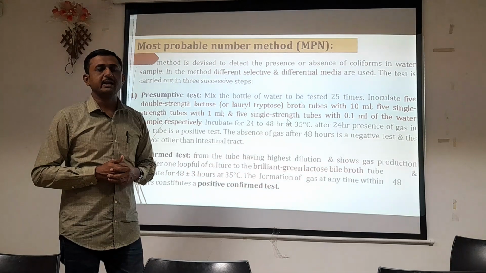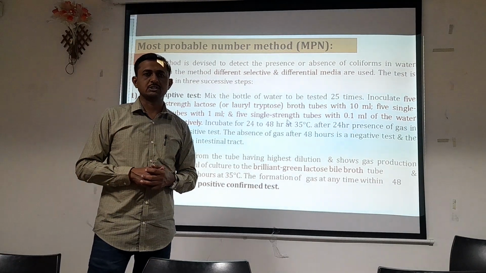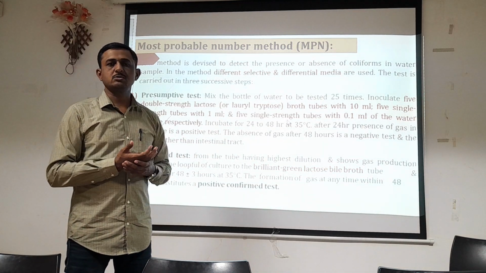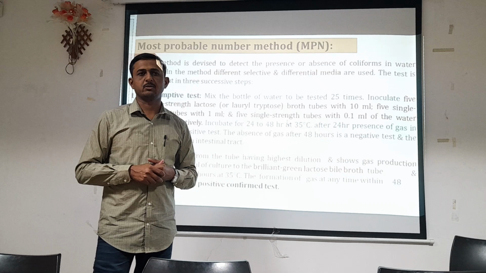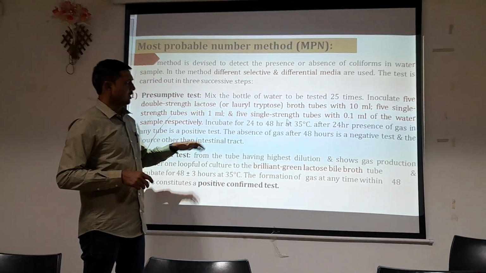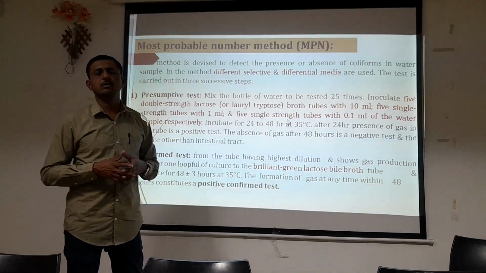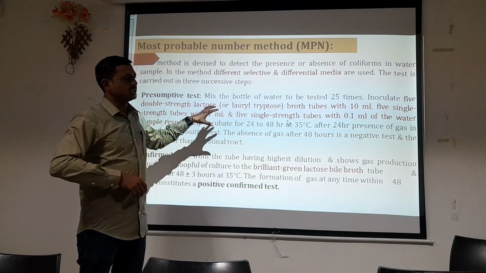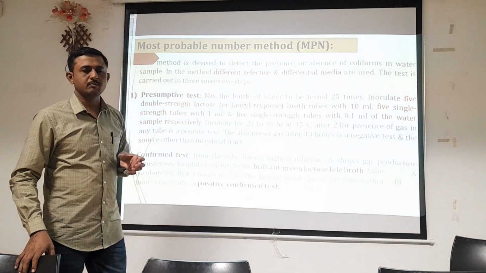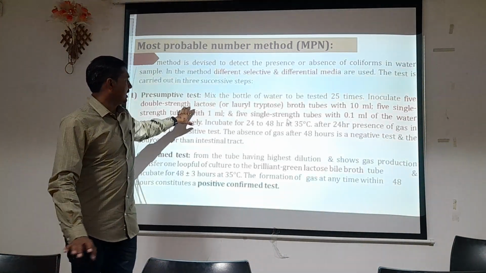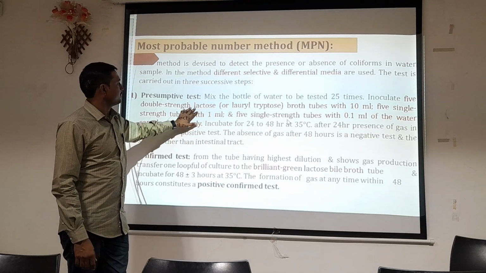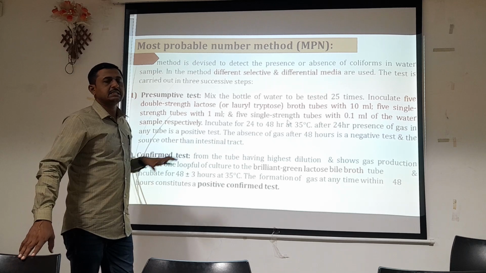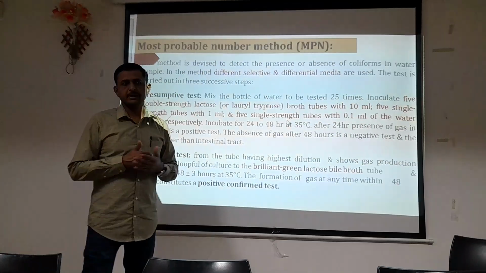While carrying out your presumptive test, you first have to collect the water sample from the source whose biological quality you want to determine. Before collecting the water sample, you carry out your laboratory preparation. That is, you have to prepare at least 15 tubes of broth media, either lactose broth or lauryl tryptose broth. Here, double strength and single strength media are used.